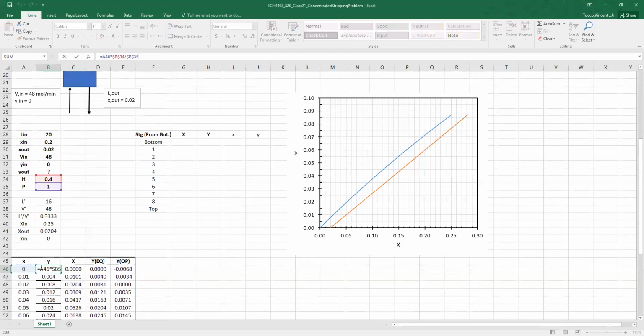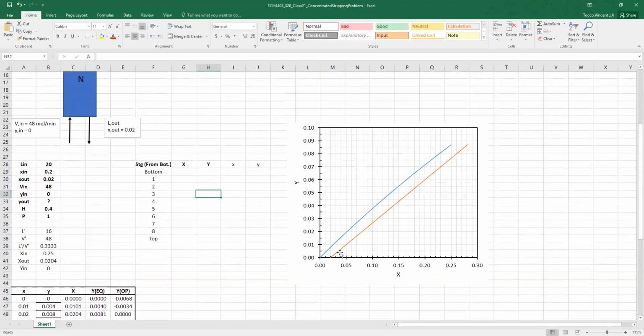And if x is 0, then the y coordinate will also be 0. So how to answer how many stages I need? Remember, I'm going to stage step, and I'm going to start with the point on my operating line that I know. In other words, I know that the point 0.0204 and 0 is the bottom of the column, and I can start stepping my stage.